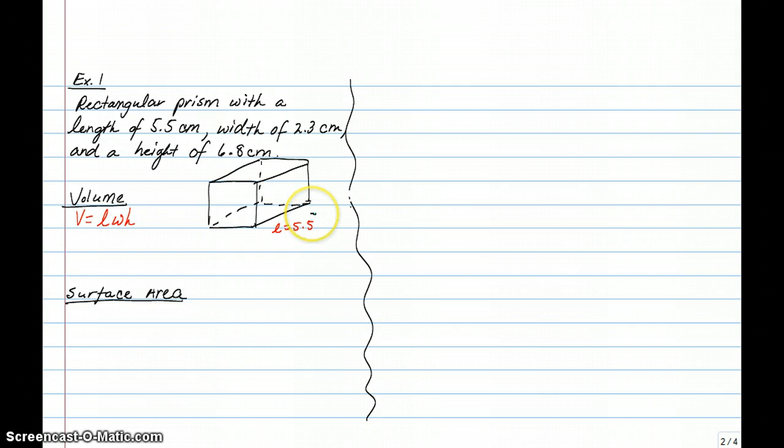The width equals 2 centimeters. The width equals 2.3 centimeters, because my length side looked longer, that's why I did that. And the height equals 6.8 centimeters. So go ahead and pause the video every time you need to write stuff down and then turn it back on.